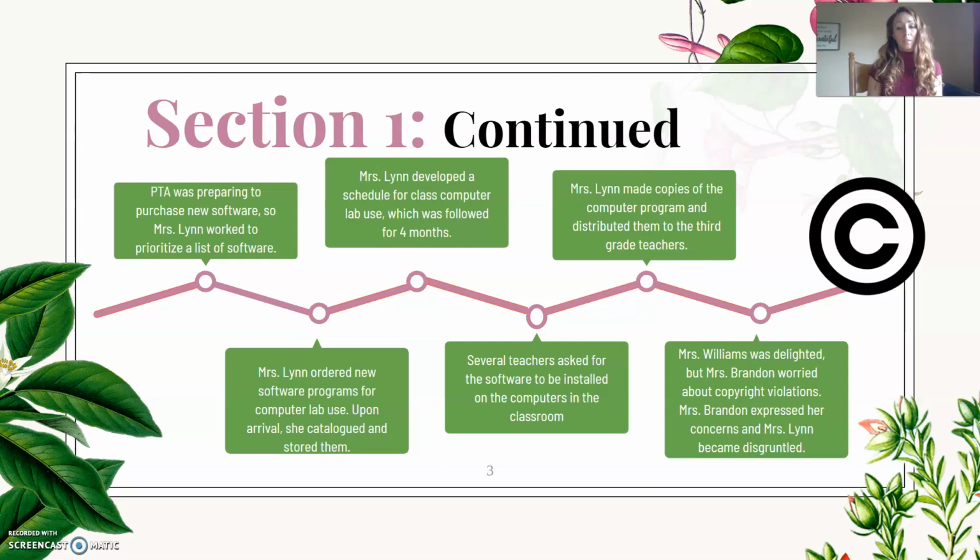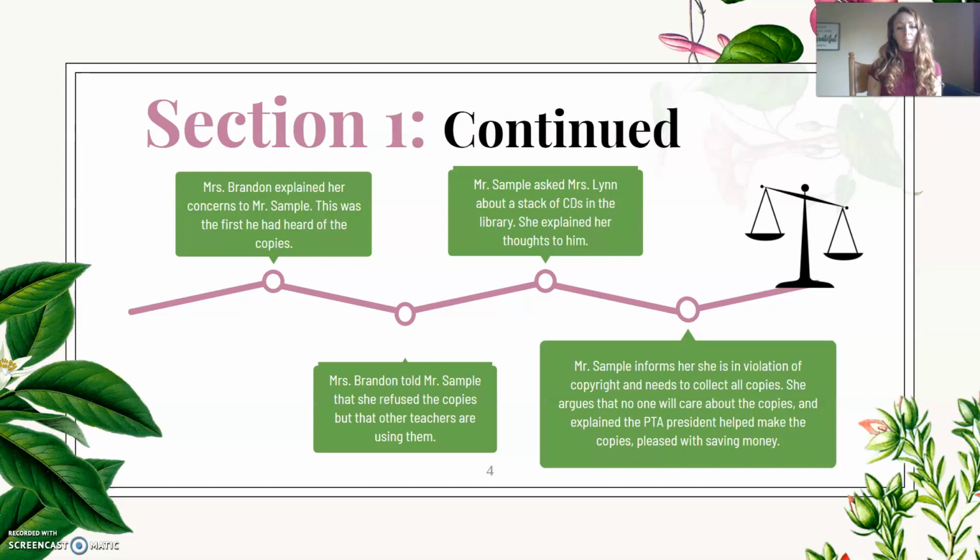Mrs. Lynn made copies of the computer program and distributed them to the third grade teachers. Mrs. Williams was really delighted about this, but Mrs. Brandon was worried about copyright violation. She expressed her concerns to Mrs. Lynn, and Mrs. Lynn became disgruntled and told her that they really needed to stretch every penny. Mrs. Brandon explained her concerns to Mr. Sample, and this was the first he had heard about the copies. Mrs. Brandon told Mr. Sample that she refused the copies, but she knows that other teachers are using them.